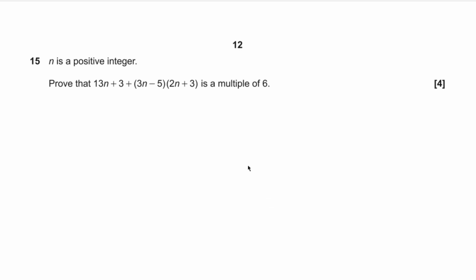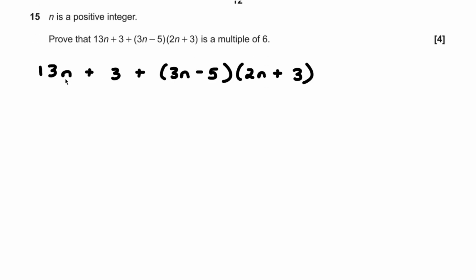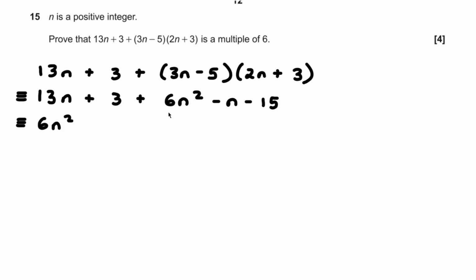Question number 15. n is a positive integer. We have to prove that 13n plus 3 plus 3n minus 5 multiplied by 2n plus 3 is a multiple of 6. So we've got this expression here, and I've got this 13n plus 3, and I add on to this 3n subtract 5 multiplied by 2n plus 3, and if I expand and simplify, I end up with 6n squared subtract 10 subtract 15, and if I simplify all this, I've got the 6n squared, and then I've got 13n subtract n, so that's 12n, and then I've got 3 subtract 15, which is negative 12.